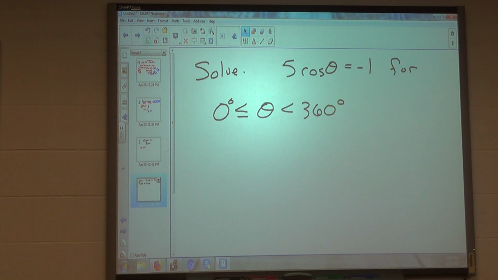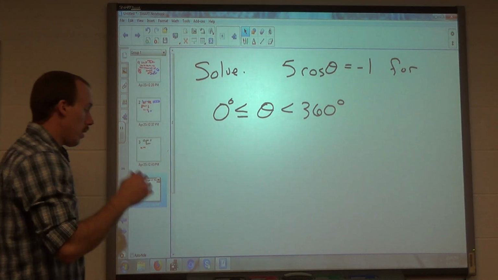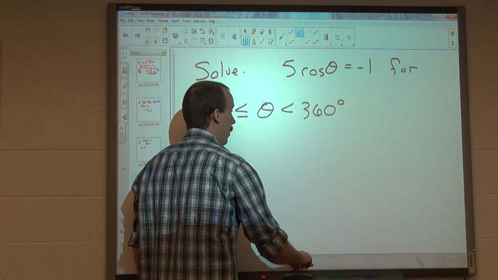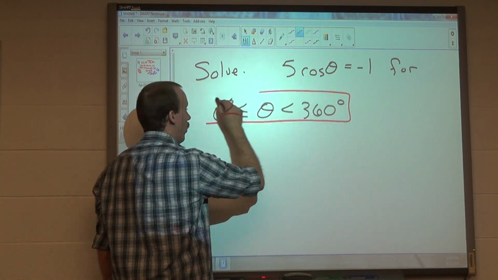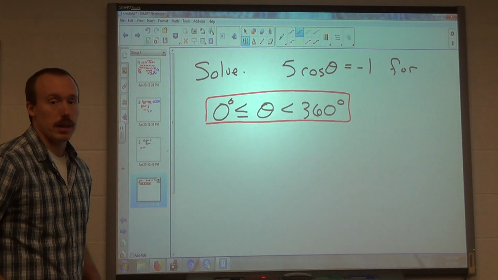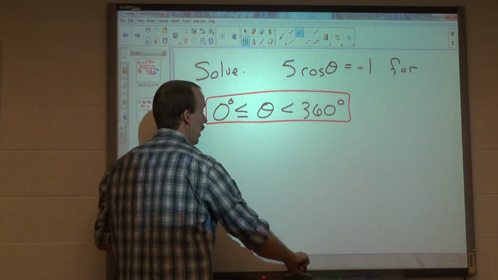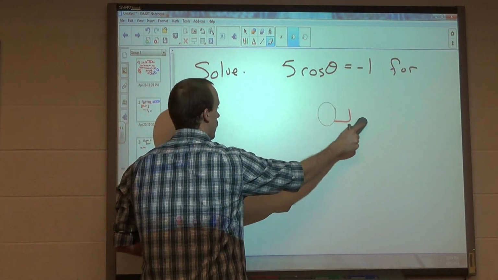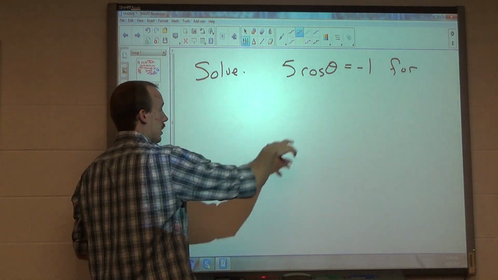So what's our goal when we solve a problem like this? We got to get theta by itself. If I get theta by itself, what does this part tell me? What mode would I have to be in if I use my calculator? Degree mode. That's all that tells me, that it's going to be in degrees. So let's get theta by itself.